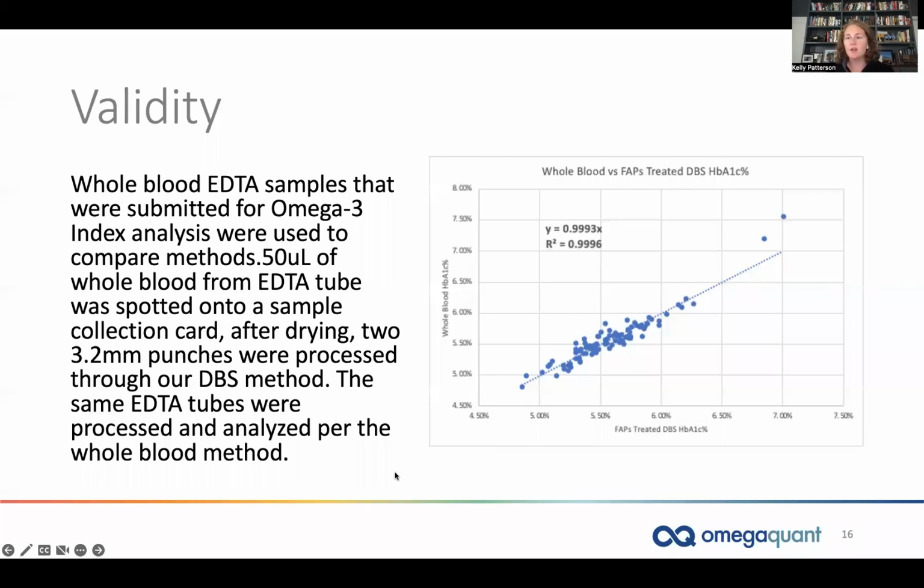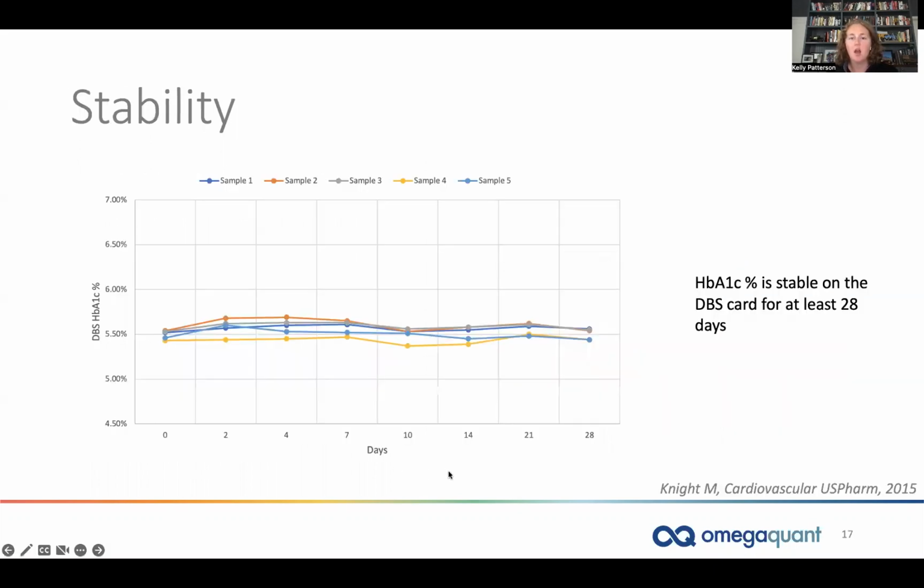So this is just a little bit of nerdy lab stuff. This is just showing that our tests, the OmegaQuant tests, our dried blood spot tests are valid. So this is compared against a validated sample, just showing that these processes are valid for our tests.